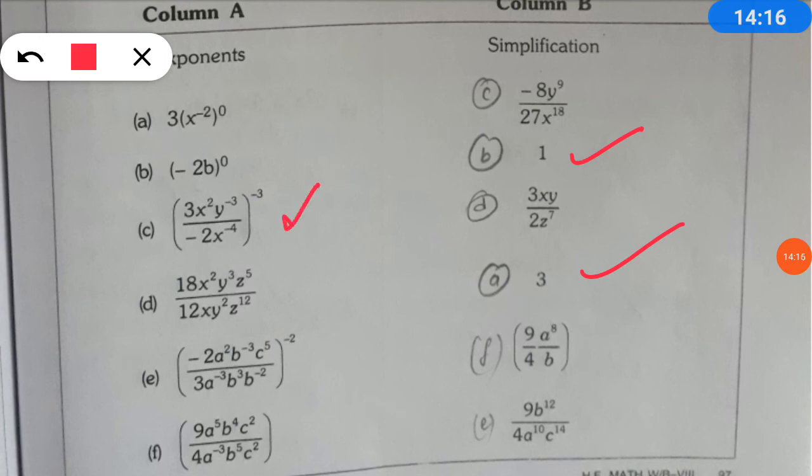Okay, first apply the whole to the power minus 3, multiply it with their powers, then you will get the answer. So that answer will be how much? That is C is the answer. You have to simplify this equation. Okay, then you will get the answer. Then moving toward the D part of the question, we are having the answer is this. E part answer is this one, 9b to the power 12 upon 4a to the power 10 c to the power 14. F is this one. So this is the matching you are having over here.